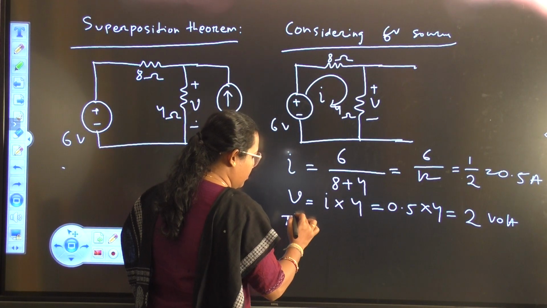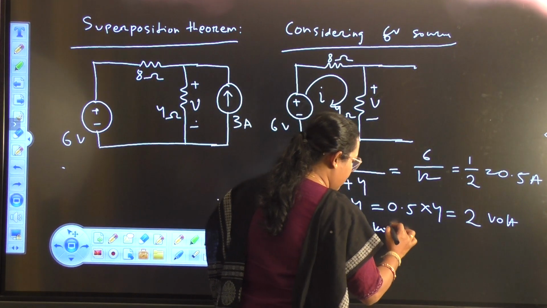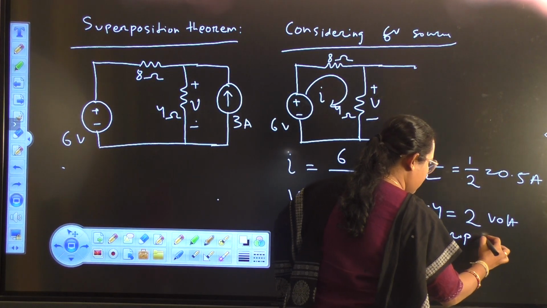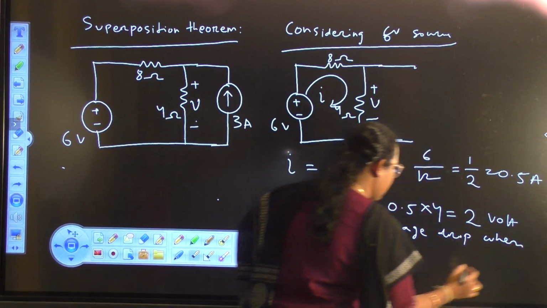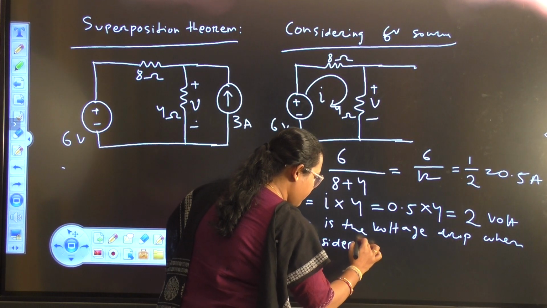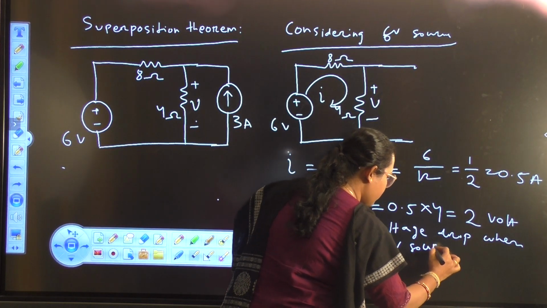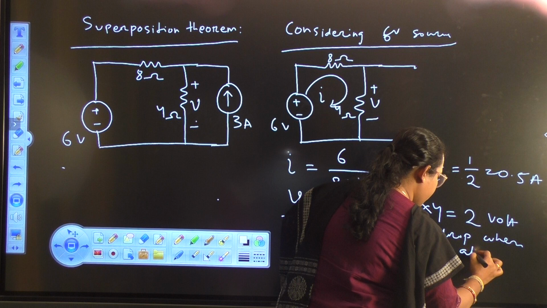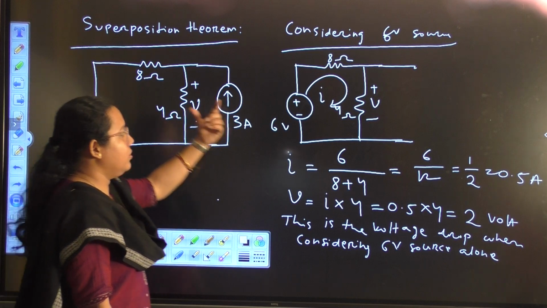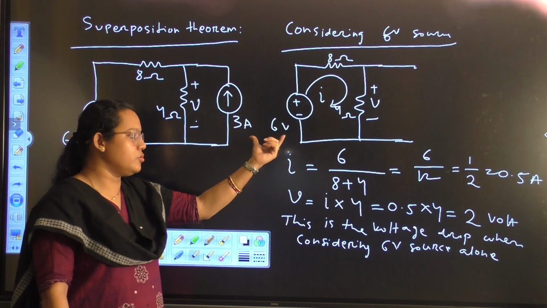So this is the voltage drop when considering the 6 volt source alone. Now I got the value of voltage across this 4 ohm while considering the 6 volt source alone.